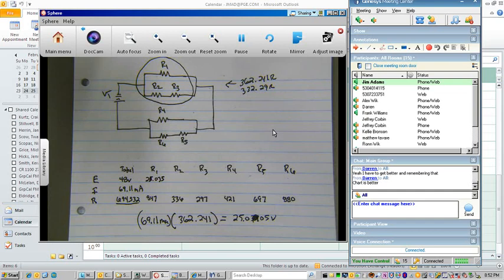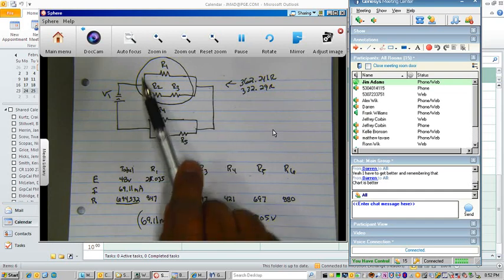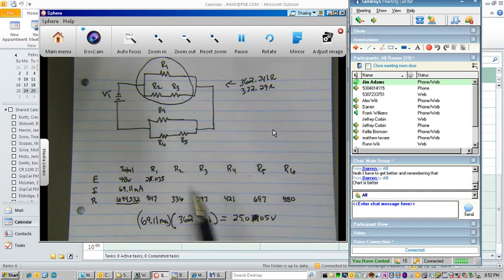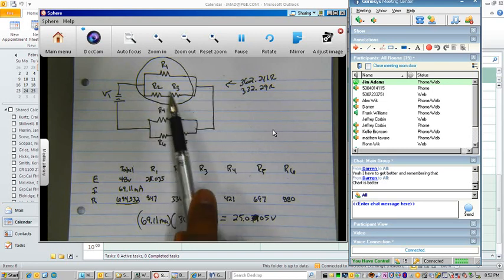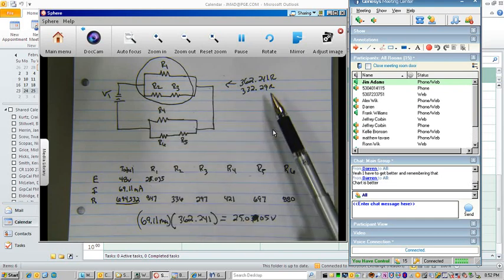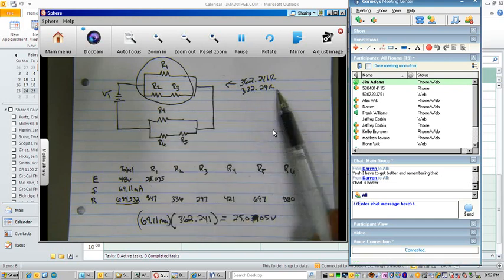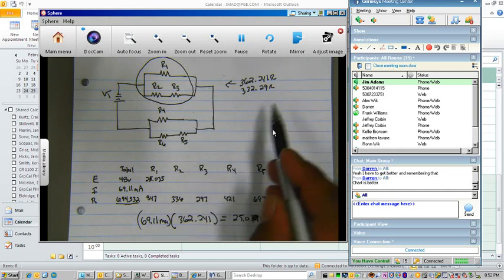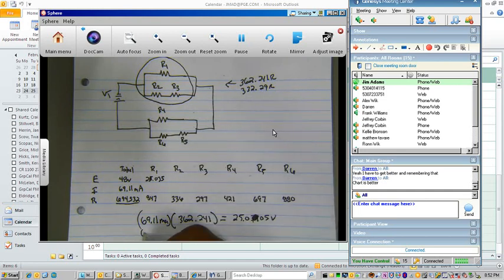25.035. Which means R1 has a voltage of 25.035. You guys see that? Since R1 would see all the voltage. Now the sum of the voltages of R2 and R3 would have to add up to 25.035 volts.